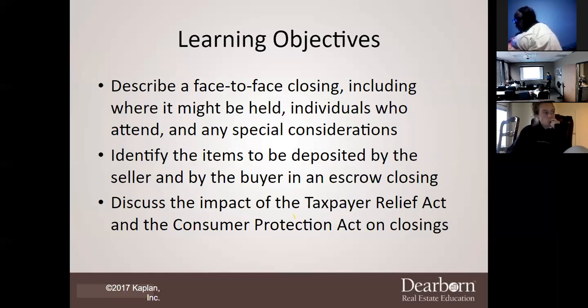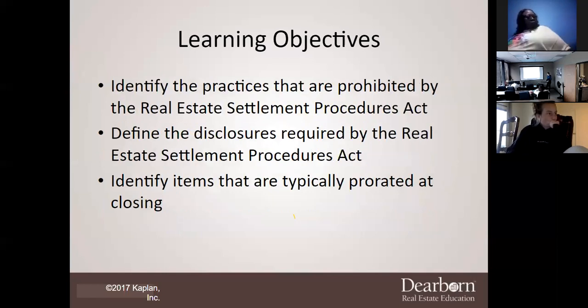We'll discuss the impact of the Taxpayer Relief Act and the Consumer Protection Act on closings. We'll identify the practices that are prohibited by the Real Estate Settlement Procedures Act, or RESPA. We'll define the disclosures required by the Real Estate Settlement Procedures Act. And lastly, we will identify items that are typically prorated at closing.